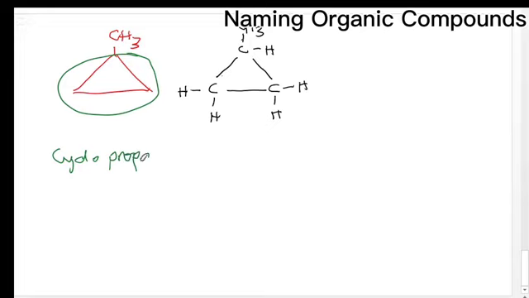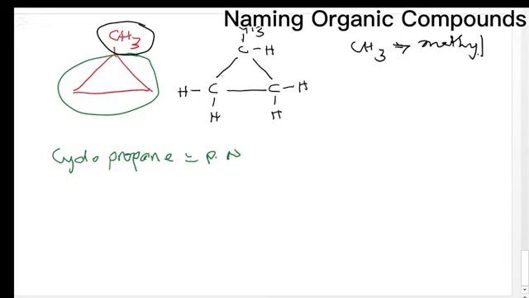So that is my parent's name. However, there is a substituent that is attached. Looking at the substituent, it is a CH3 substituent, and that's a methyl. So it means the name of this compound will become methyl cyclopropane.